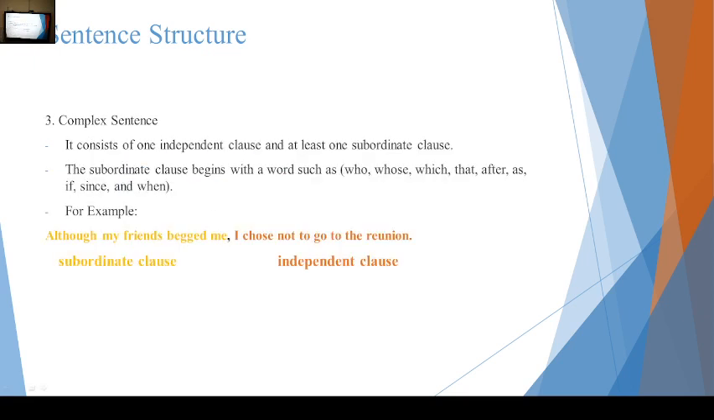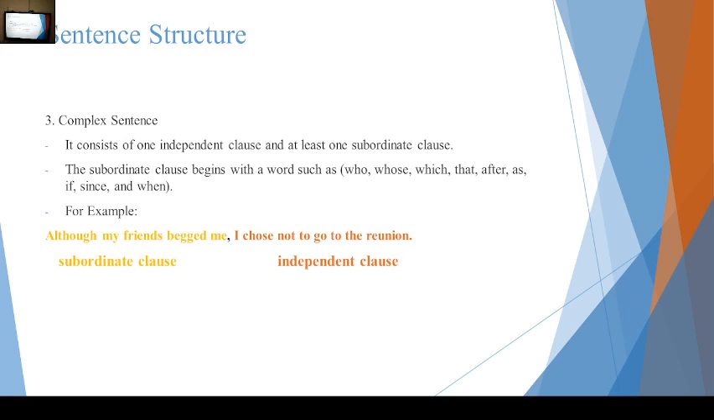The third type of sentence is a complex sentence. A complex sentence consists of one independent clause and at least one subordinate clause. So unlike simple sentences and compound sentences, which do not include any subordinate clause, in the complex sentence you have a subordinate clause with them. The subordinate clause begins with words like who, whose, which, that, after, as, if, since, and when.